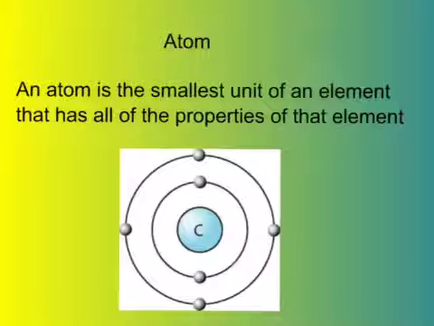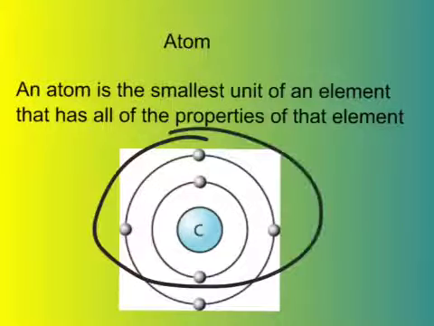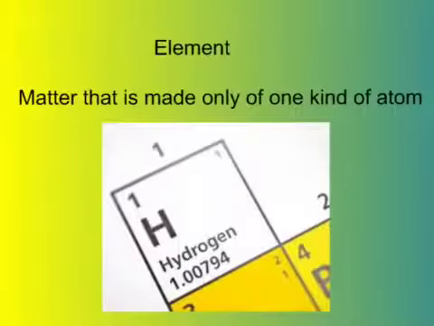Let's begin our vocabulary now. Our first word is atom. An atom is the smallest unit of an element that has all the properties of that element, such as what we're looking at here. This is a carbon atom. Our next word is element. Element is matter that is made of only one kind of atom. For example, our hydrogen atoms are an element.